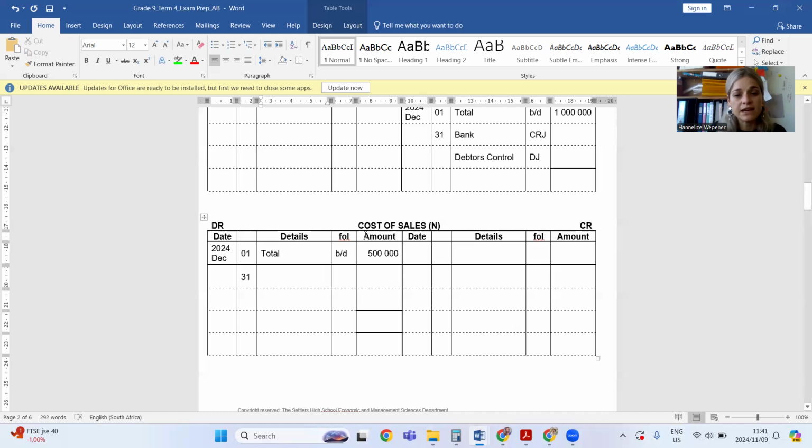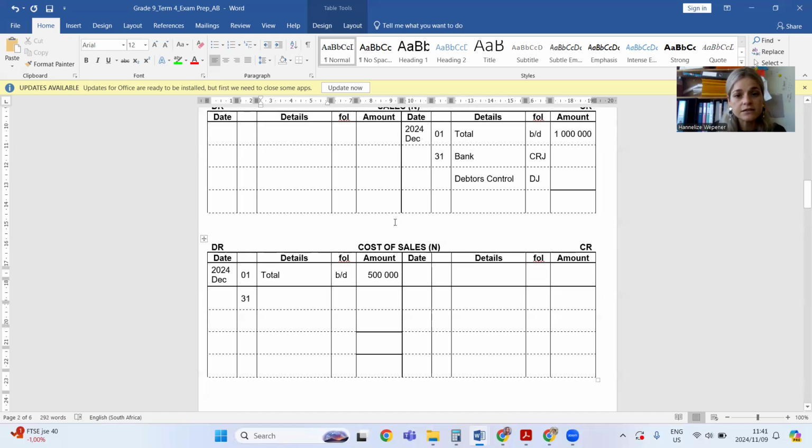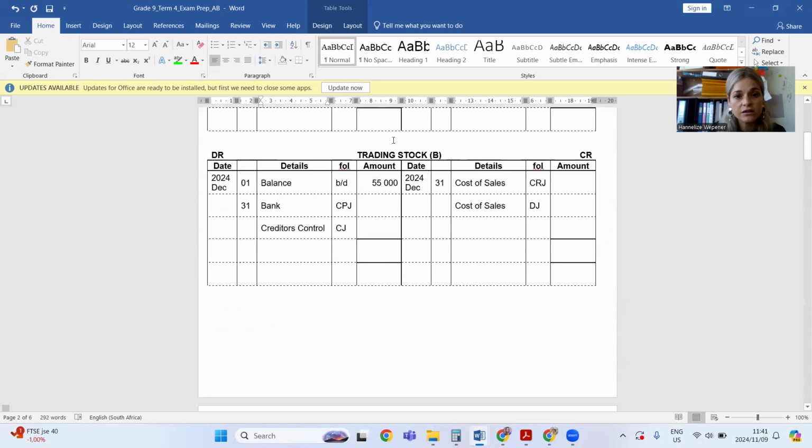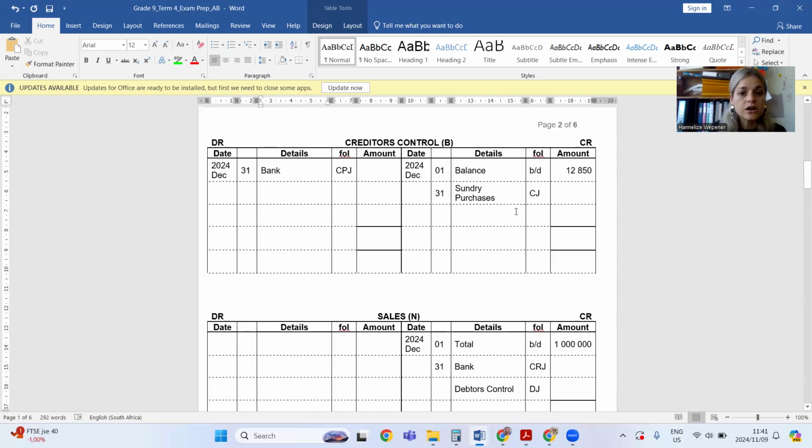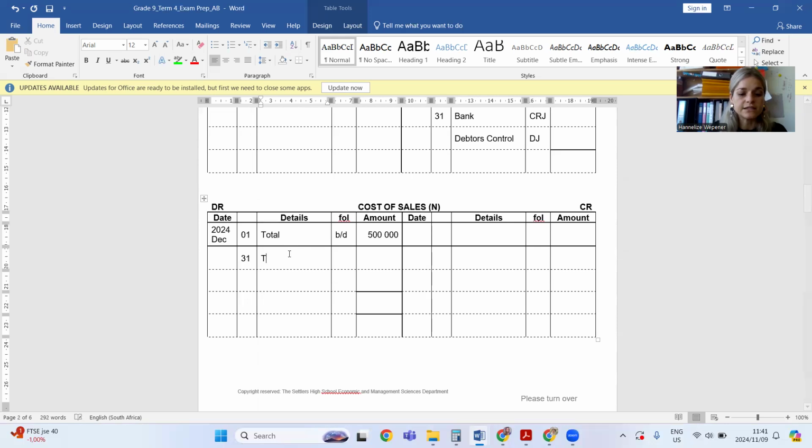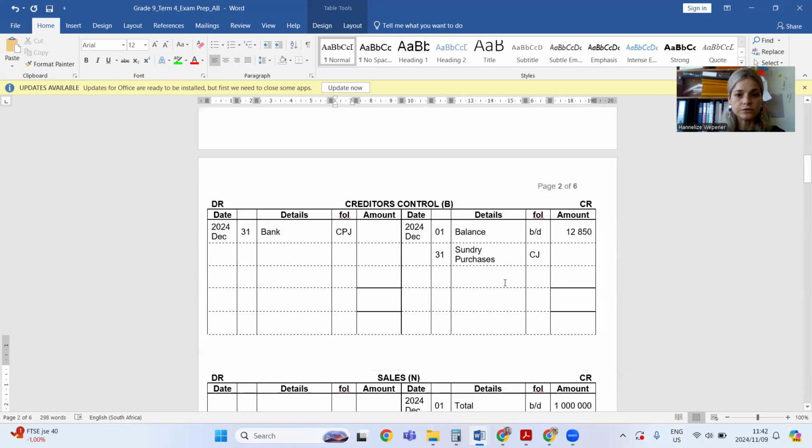But now you must remember that your cost of sales is the trading stock that's leaving your business. So in trading stock, your contra account is cost of sales. In cost of sales, your contra account is trading stock. And it has to be the same amounts because remember, you're tracking that movement. Where's my trading stock going? It left my business in the form of a cost of sales expense. So trading stock, DJ. And that is the only one that we had to do.